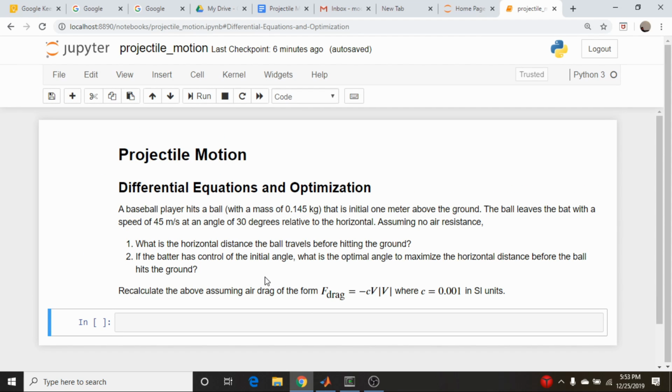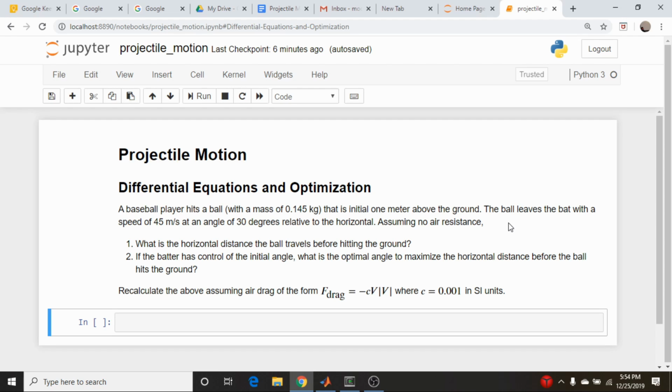And the problem we're going to look at is this. We're going to have a baseball player who hits a baseball of a known mass that's initially 1 meter above the ground when he hits it, and it leaves the bat initially at an angle of 30 degrees relative to the horizontal, and leaves the bat at 45 meters per second, which is roughly 100 miles per hour. So there are two questions.